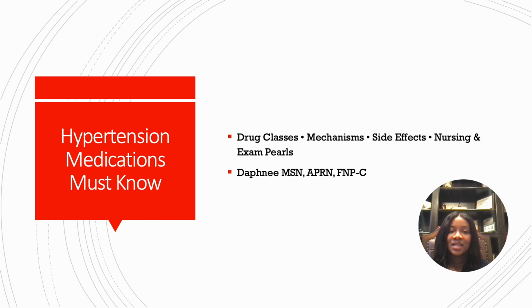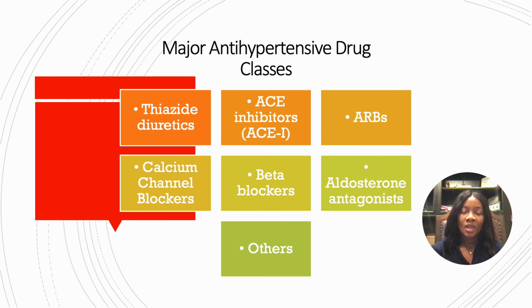The topic today is hypertension medications. In this presentation, we will review the most important hypertension medication classes you must know for exams and clinical practice. And on this slide, if you'd like to, you can pause for a little bit. These are the main antihypertensive drug classes you'll see on any type of nursing exam, like NCLEX, AANP, and also in practice. So make sure that you know about the thiazide diuretics, the ACE inhibitors, the ARBs, the calcium channel blockers, the beta blockers, and others.